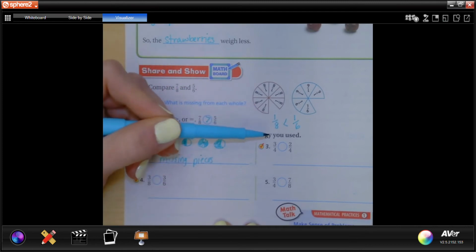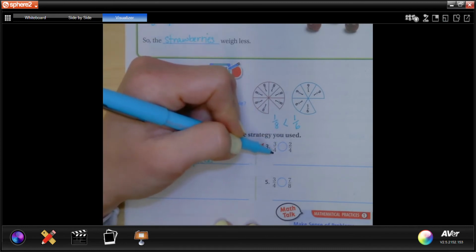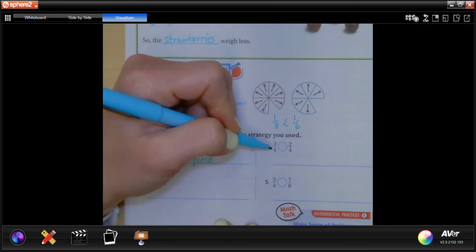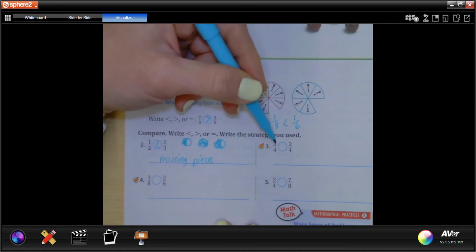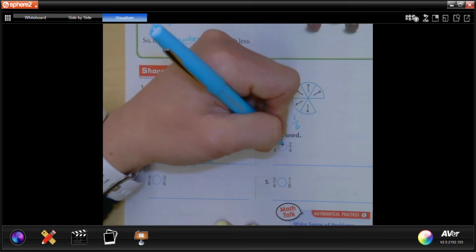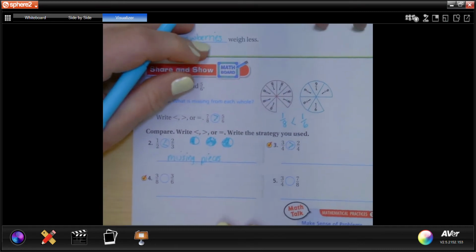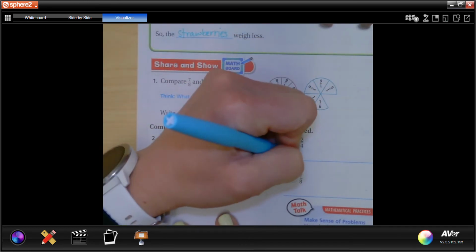Okay, 3/4 and 2/4. They have the same denominator, so they have the same amount in the whole, which means then we can just compare the numerators. Is 3 bigger than 2? Yes, it is. So 3 fourths is bigger than 2 fourths. And we compared numerators, so n.